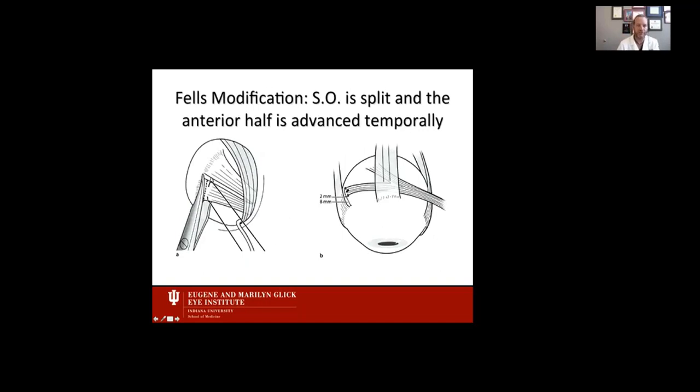Now, most of us think more of the Fels modification of the Hirata Ito. Again, you split it, but then you put a suture into that anterior half, and you move it forward, or you move it lateral. So you're taking it sagittally down here, and you're going to suture those anterior torsional fibers about 8 millimeters behind the insertion and just above the superior border of the lateral rectus. So this is the Fels modification of the Hirata Ito.